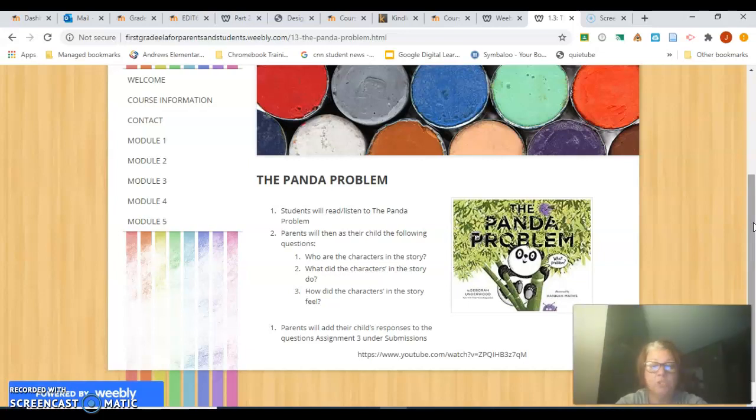Who were the characters in the story? What did the characters in the story do? How did the characters feel?